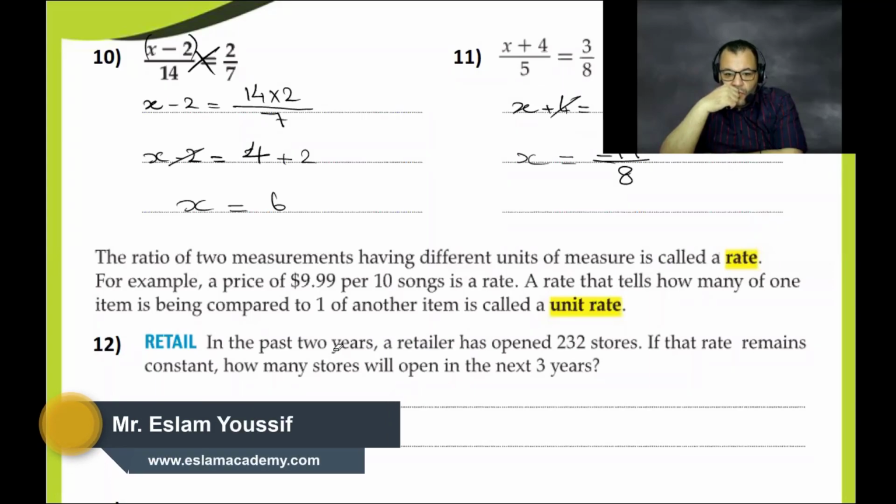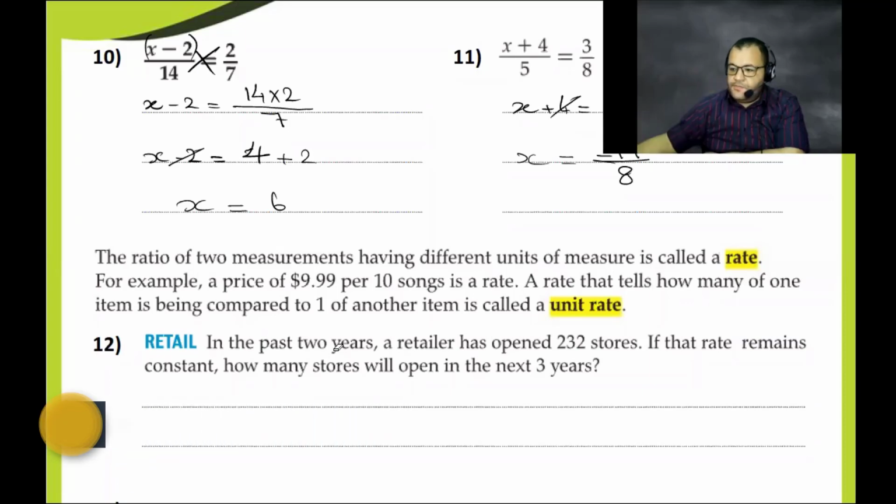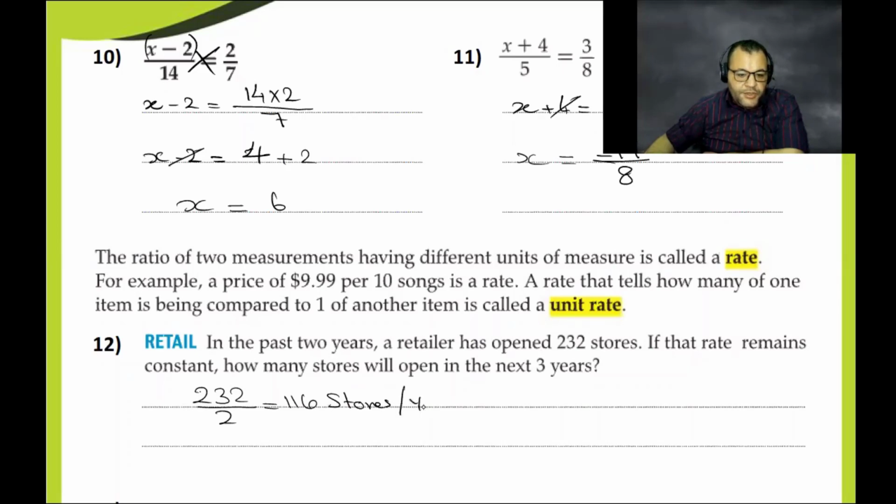Okay, I will write what you are telling me, whether the answer is right or wrong. The first thing is to find the unit rate. We take 232 stores and divide that by the 2 years. The answer for that is going to be 116. Now we have to assume that's going to be constant. So 116 times 3 stores per year.